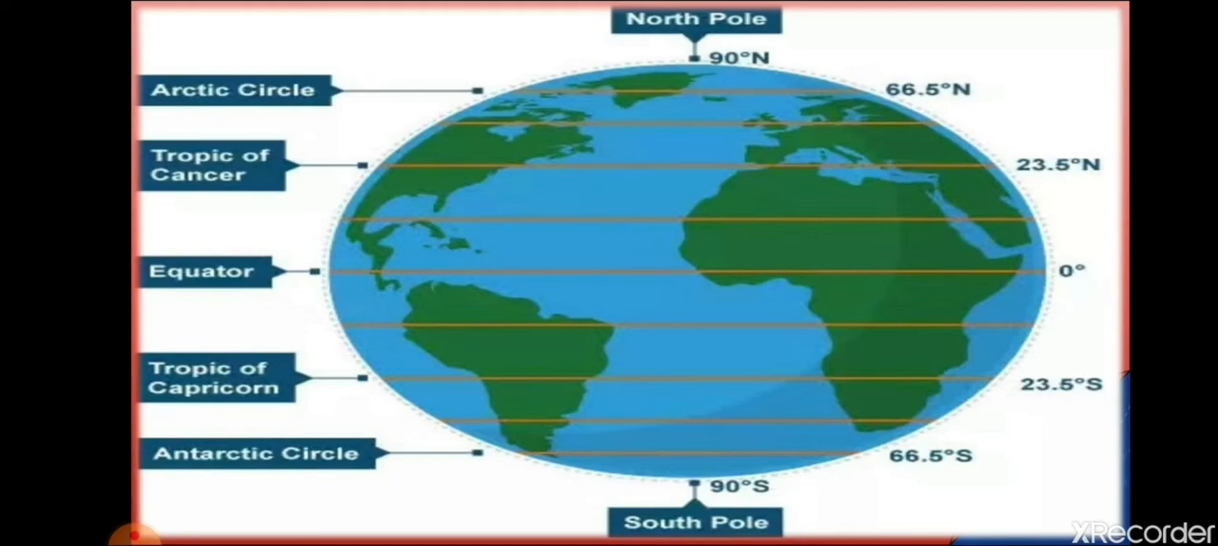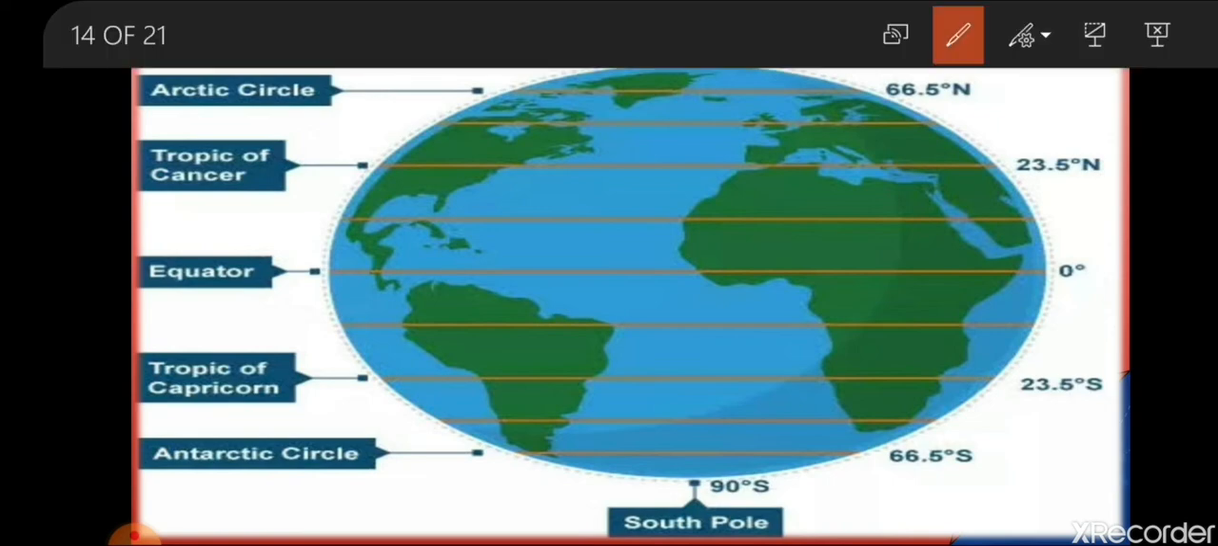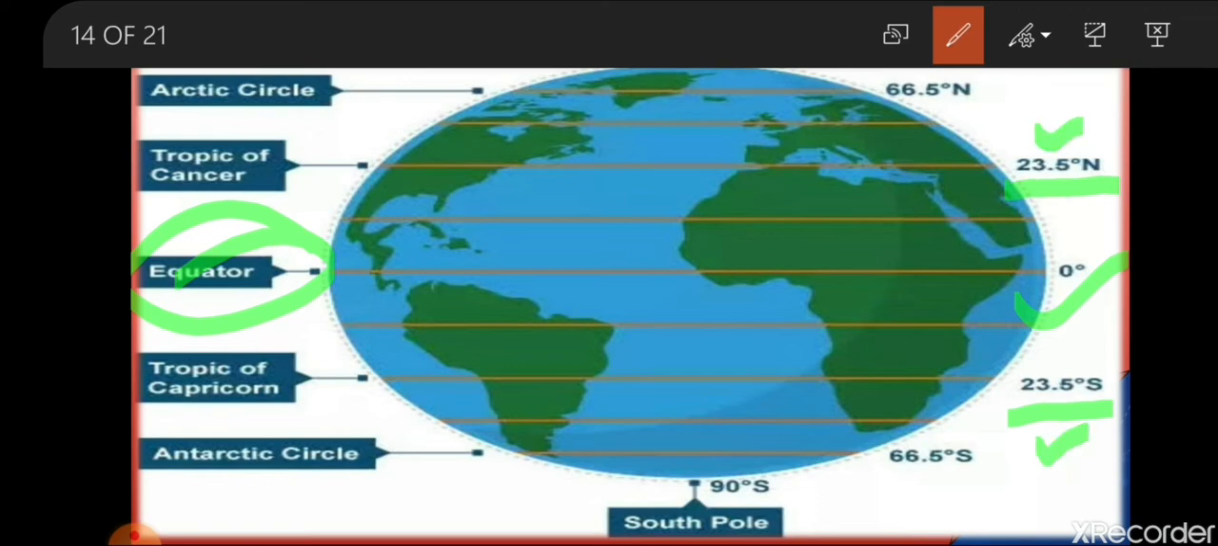Now have a look here at the important lines of latitude. Among these lines, first we have the 0 degree latitude, that is our equator. Next we have 23.5 degree north and 23.5 degree south. So 23.5 degree north is considered as the Tropic of Cancer. This is also an important line of latitude. 23.5 degree in the north and 23.5 degree in the south. The north one is considered as the Tropic of Cancer and the south one is known as the Tropic of Capricorn.